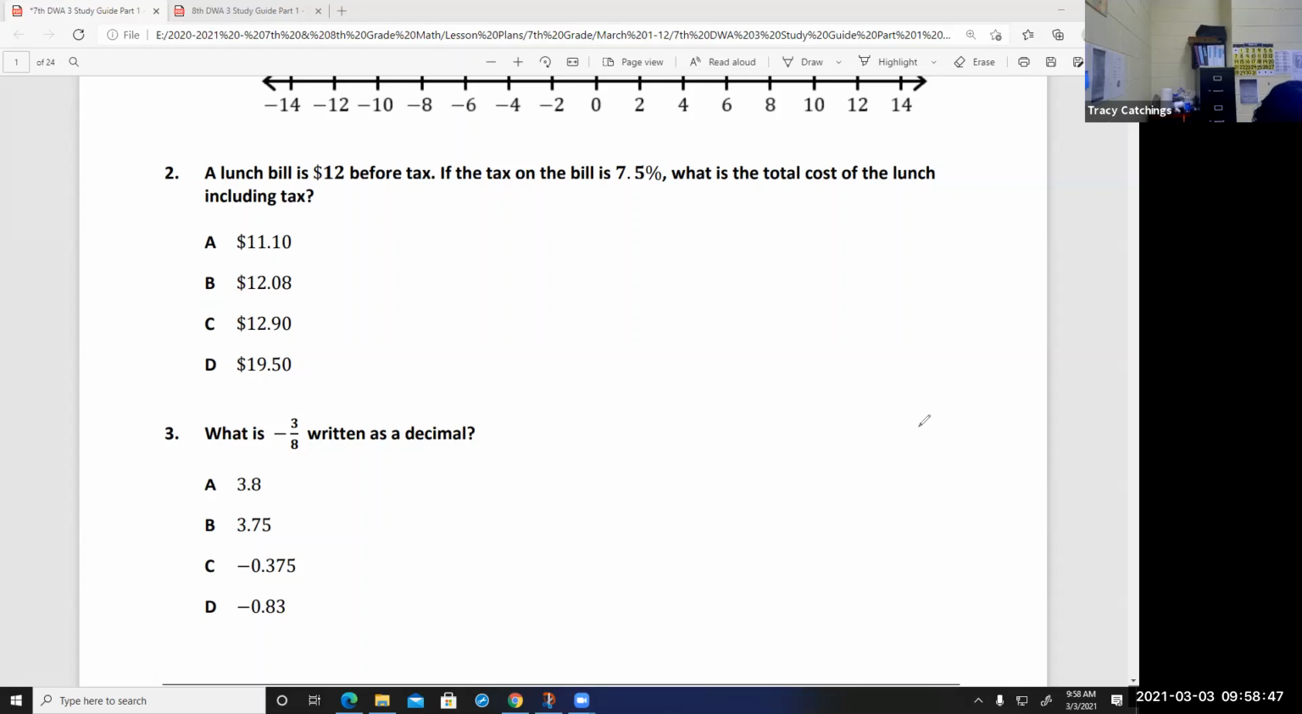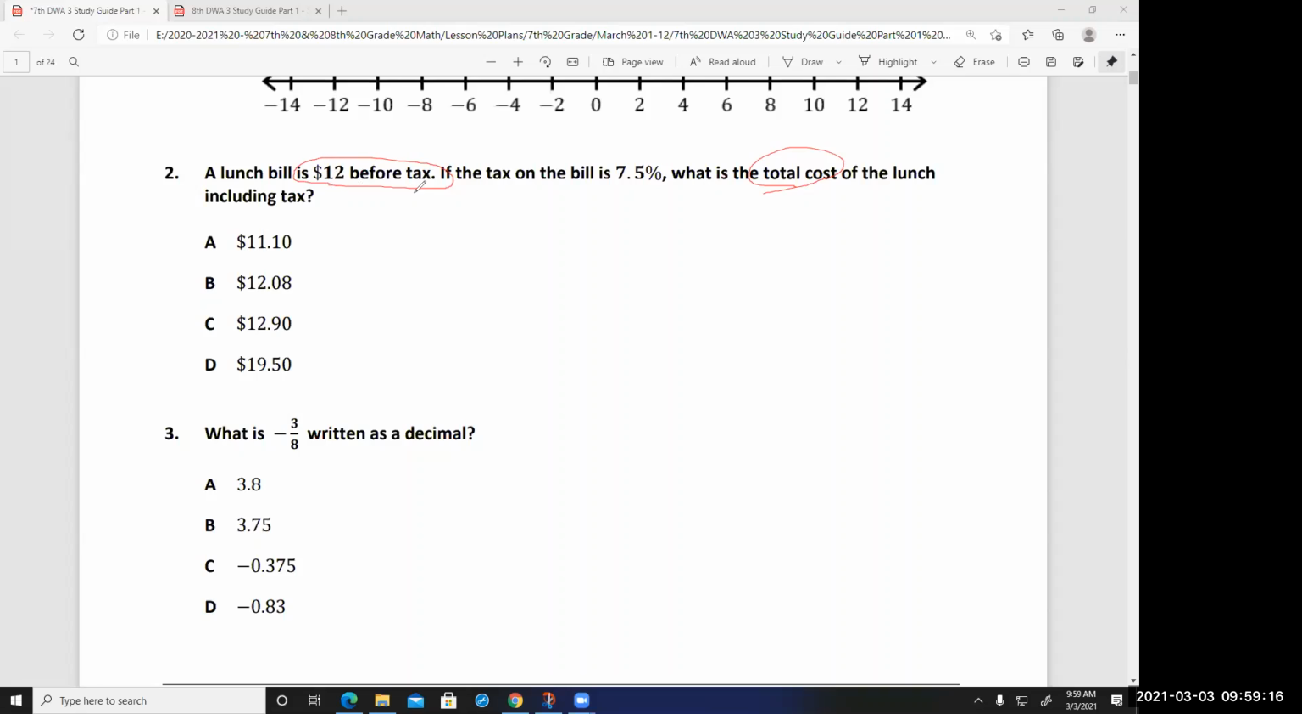7.5%. What is the total cost of the lunch? All right, somebody tell us something. All right, so he read it. Somebody give us some key words. What before tax? Okay. $12 before tax.